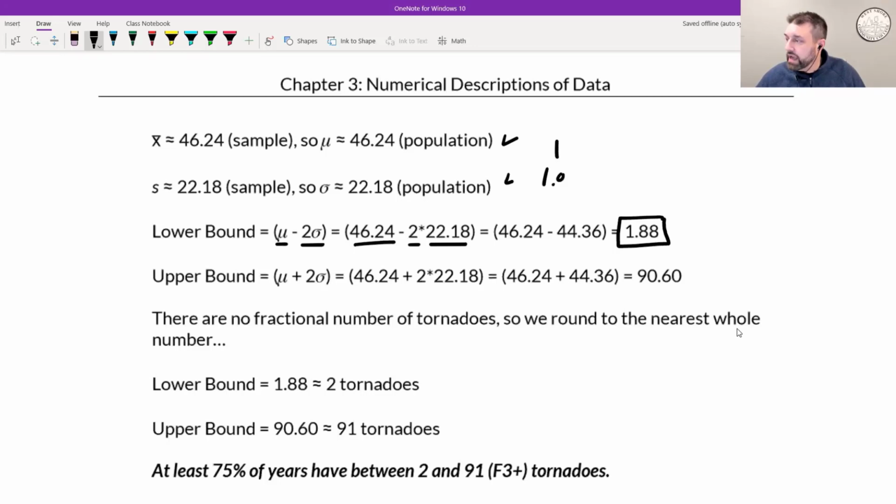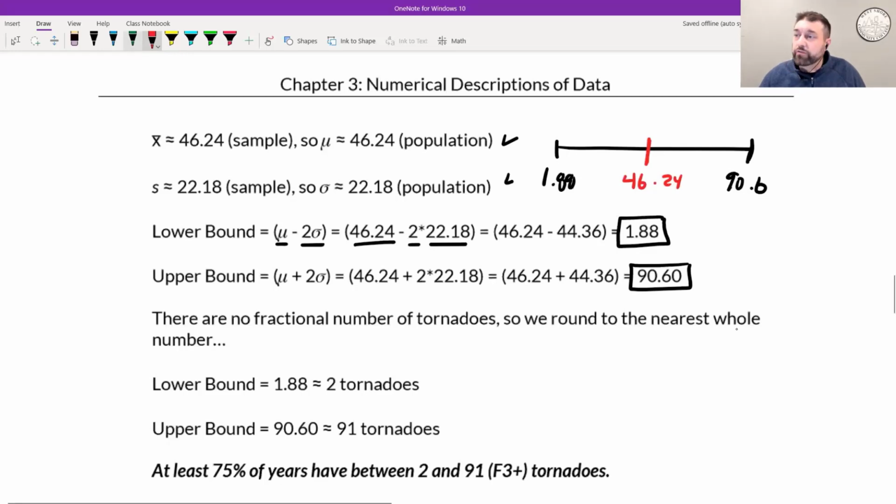So 1.88 is the lower bound of our interval. The upper bound is when we add 2 standard deviations, and that's 90.6. And again, don't forget, our mean is right in the middle, 46.24. And if you take the standard deviation, you multiply it by 2 and add it, this would be plus 2 standard deviations, and this would be minus 2 standard deviations.